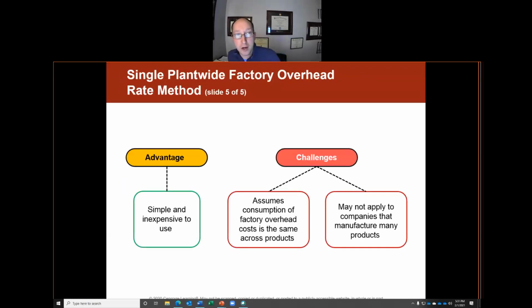Okay, any questions on the single plant-wide method before we move on to multiple department? We're good so far? Okay, great. Wonderful. Thank you so much.